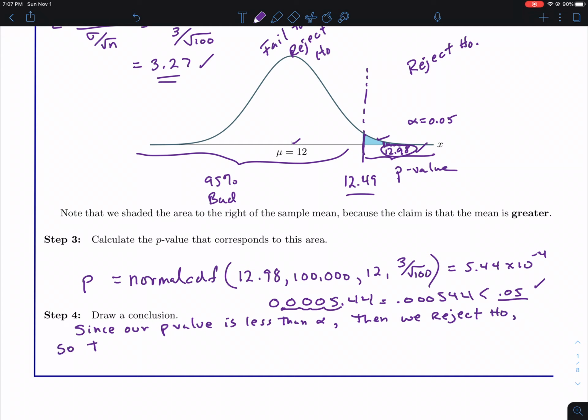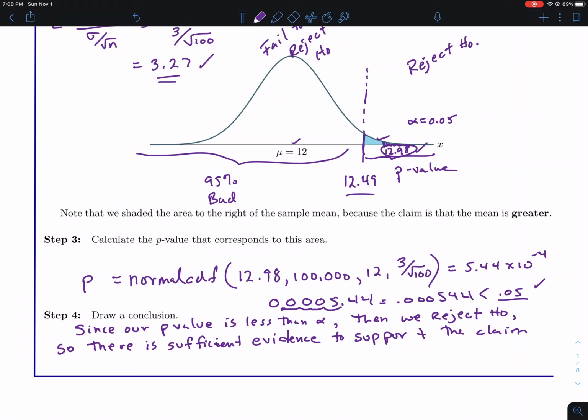So there is sufficient evidence to support the claim. These answers are really long, as you can tell.